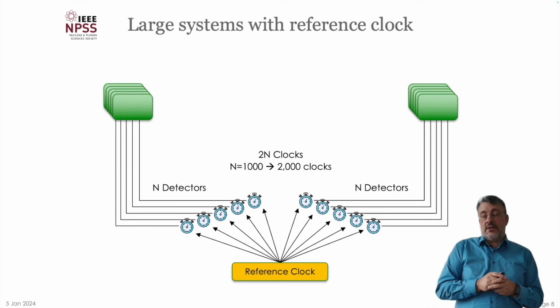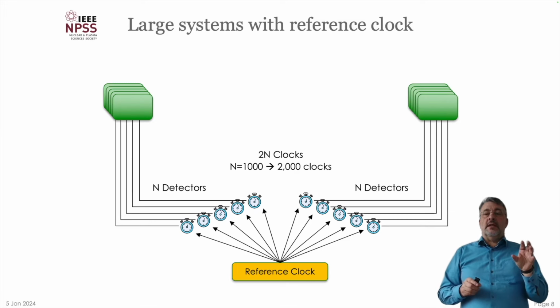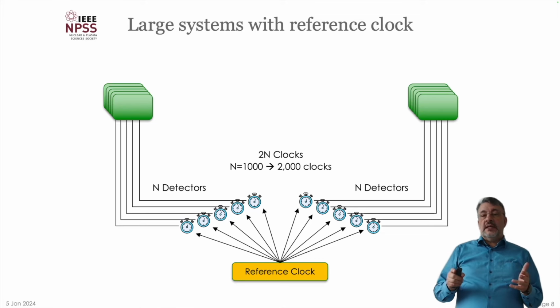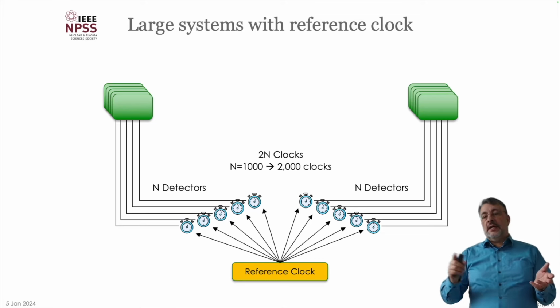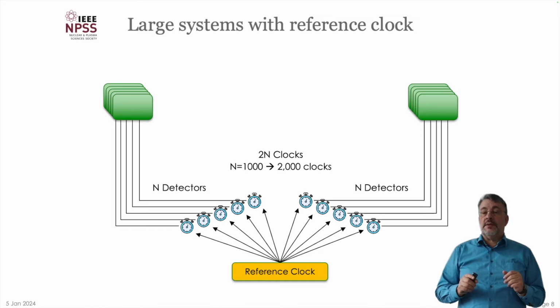You can use a reference clock. So each channel has its own clock, and this clock measures the time against a common reference clock. In this case, if you have 1000 detectors on the left and 1000 on the right, you only need 2000 clocks instead of 1 million clocks, which is much less.